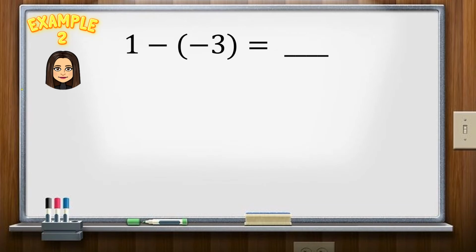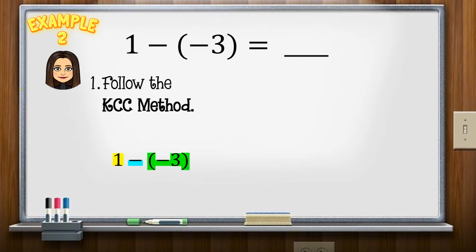Let's have example number 2. 1 minus -3. In this part, again, we will follow the KCC method. So we have 1 minus -3. K, keep the sign of the minuend, so you will keep it as positive 1. C, change the operation to addition. From subtraction sign, we will make it into addition sign. Then C, change the sign of the subtrahend. So we have here -3 becoming +3.